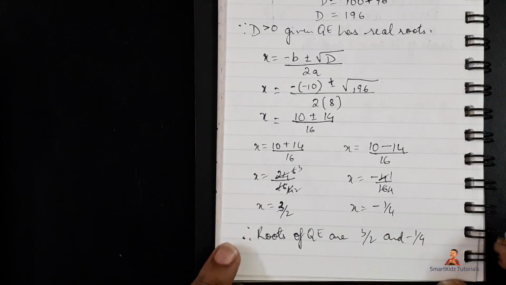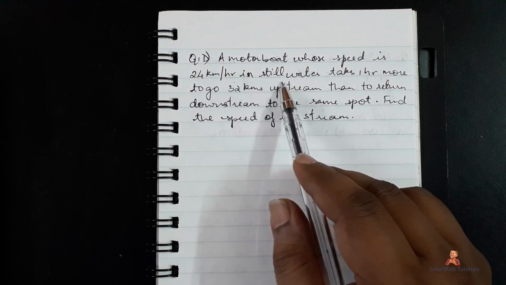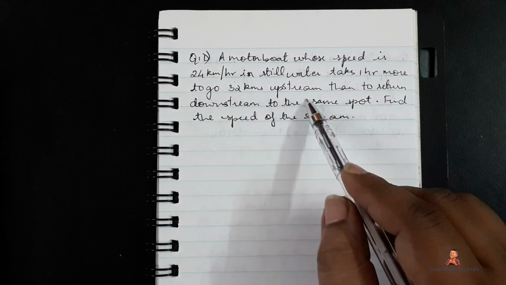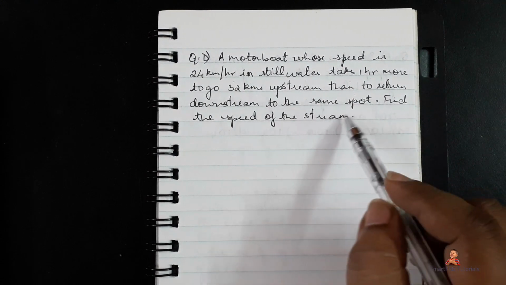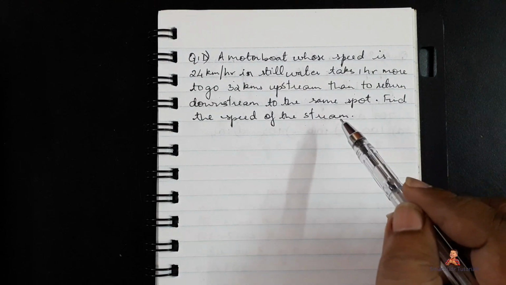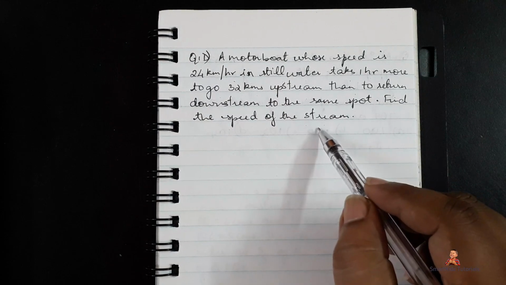Question 1D says a motorboat whose speed is 24 km per hour in still water takes 1 hour more to go 32 km upstream than to return downstream to the same spot. Find the speed of the stream. So here you need to understand one thing. They are not asking you the speed of the motorboat, rather they are asking you the speed of the stream.